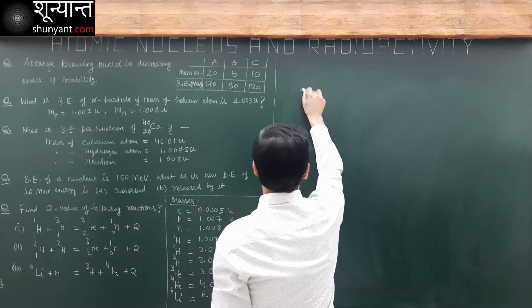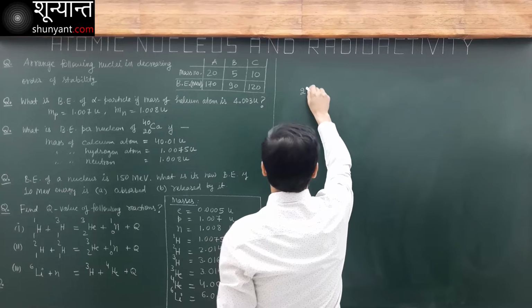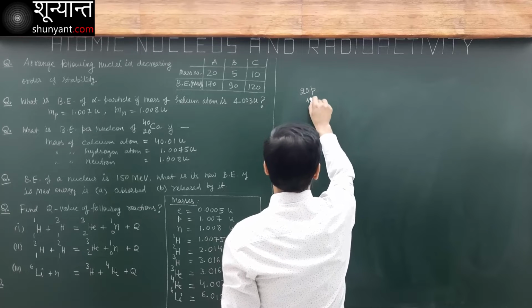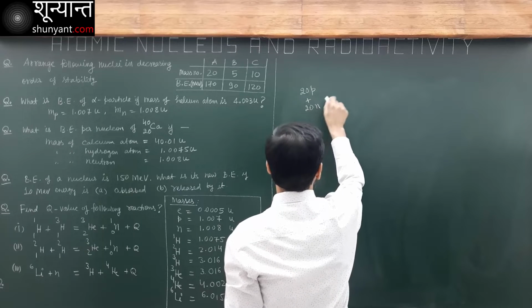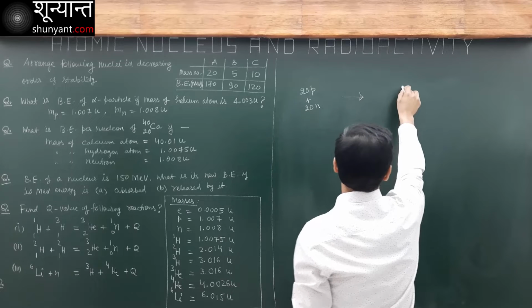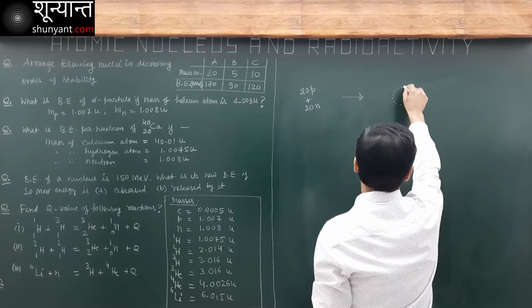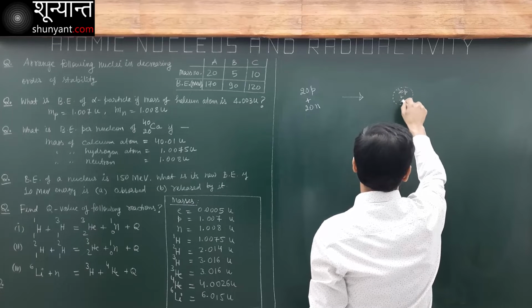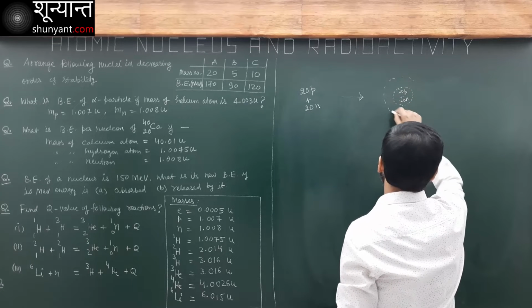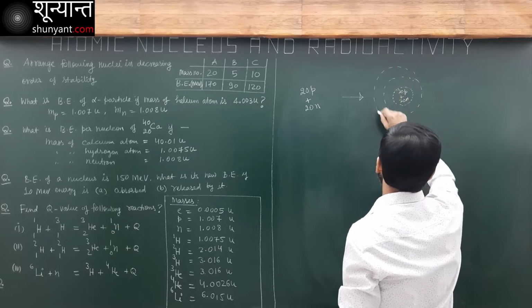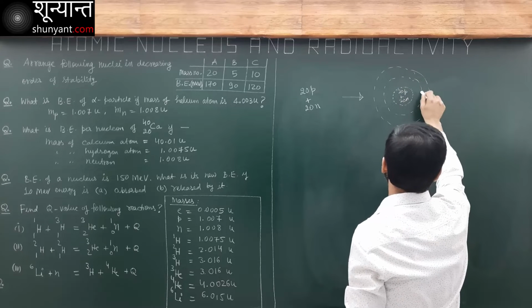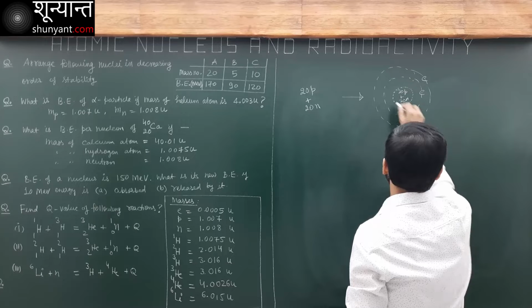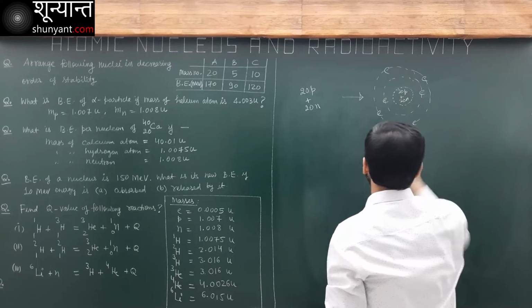So I have this 20 protons plus 20 neutrons. They make this nucleus, 20p plus 20n, and then there will be electrons. Many electrons, 20 electrons.